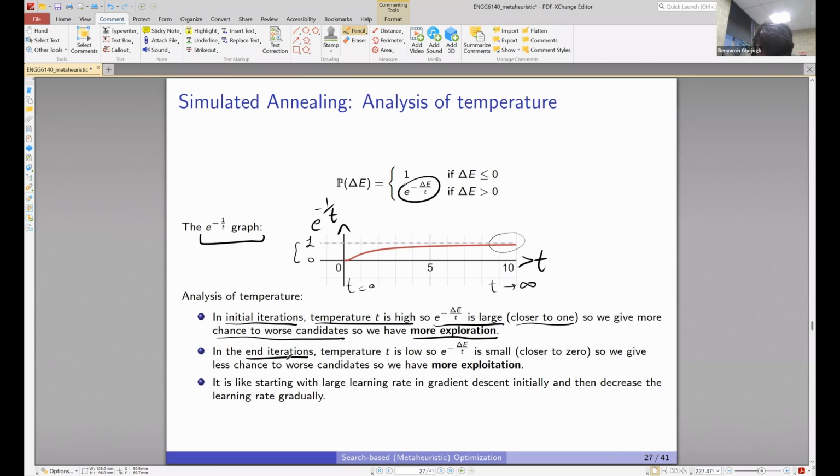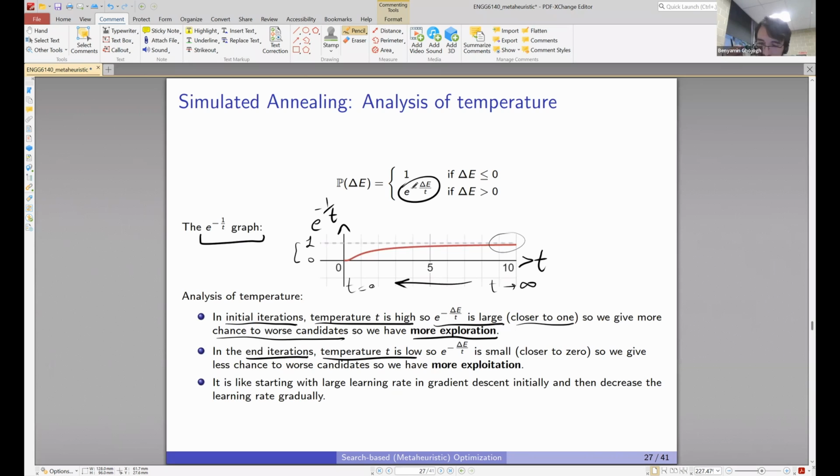However, in the end iterations, temperature T is very low, right? By passing the iterations, we are moving toward this direction. T becomes very small, so this also becomes very small. This probability becomes very small. It means that we don't accept the worse candidates often.